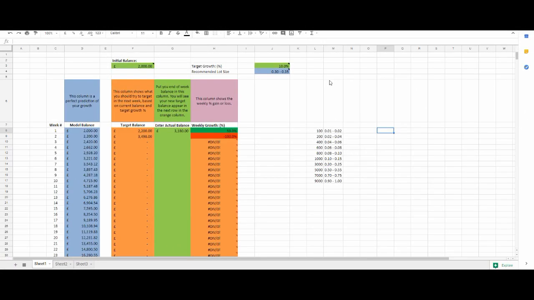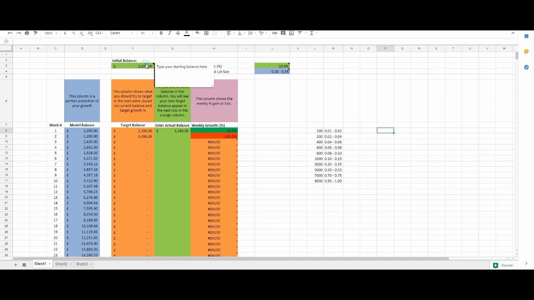Hey guys, so the trading challenge started last Monday. Last Monday was the 4th of February 2019. From the 4th of February till the 8th of February, the gain was pretty big.